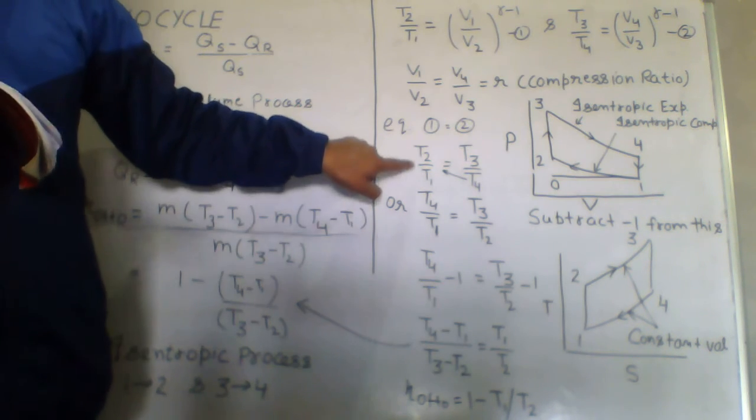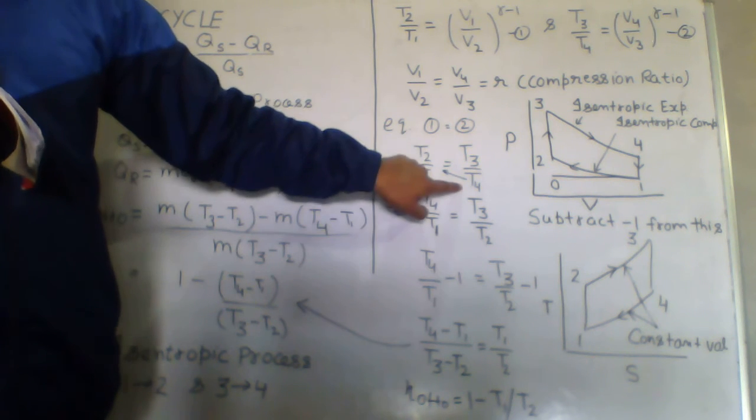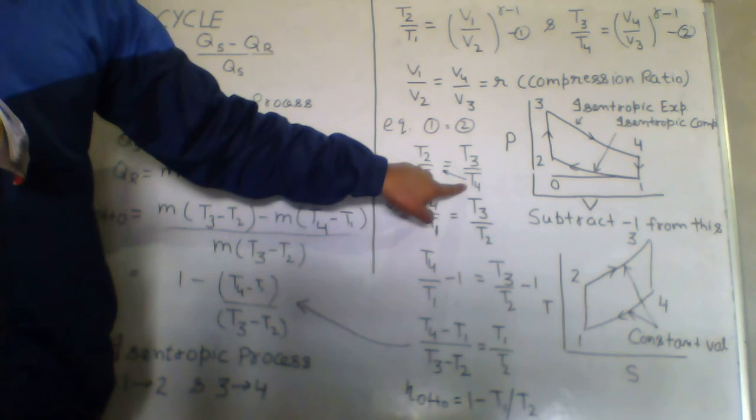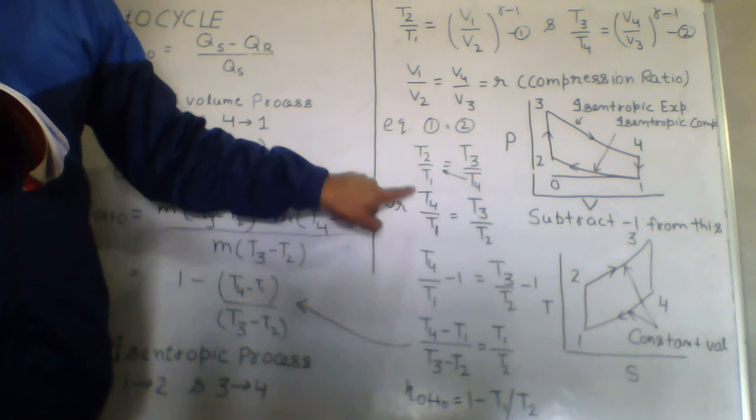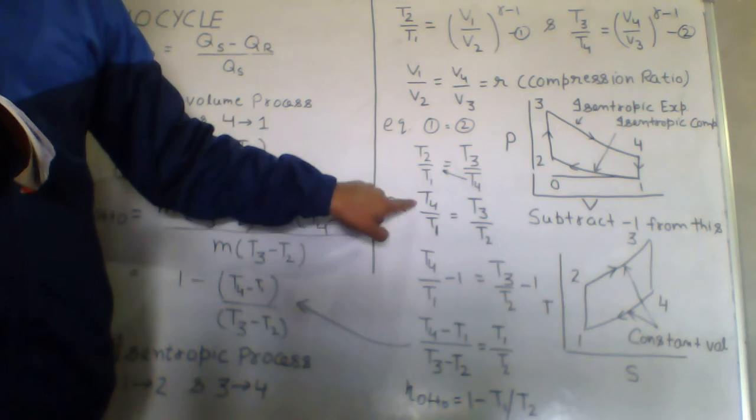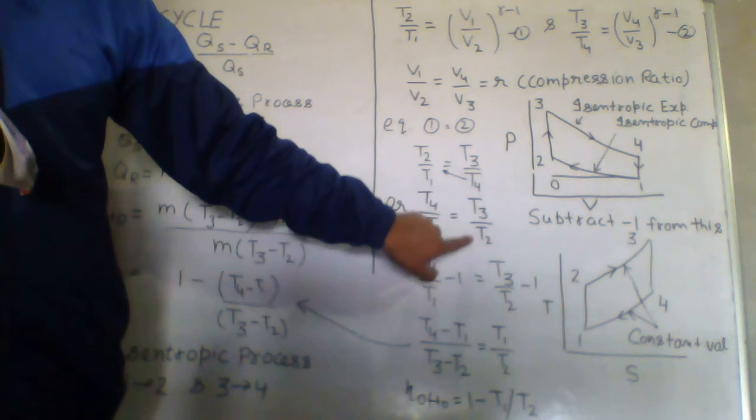Now you will get T2 by T1 is equal to T3 by T4. Take this T4 here, and what you will get: T4 by T1 is equal to T3 by T2.